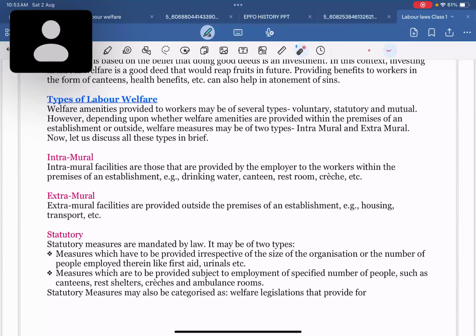establishment. Example: drinking water, canteen, restroom, creche, etc. All those come under intramural. Understand one thing: these are totally definition things, subjective things. You just have to understand what is intramural, what is extramural, and what is statutory. The chance that a question will come from this area is very low, but again I am just briefly describing it.